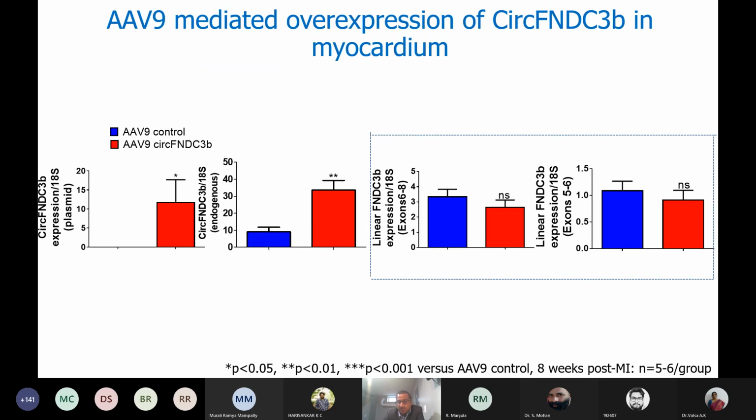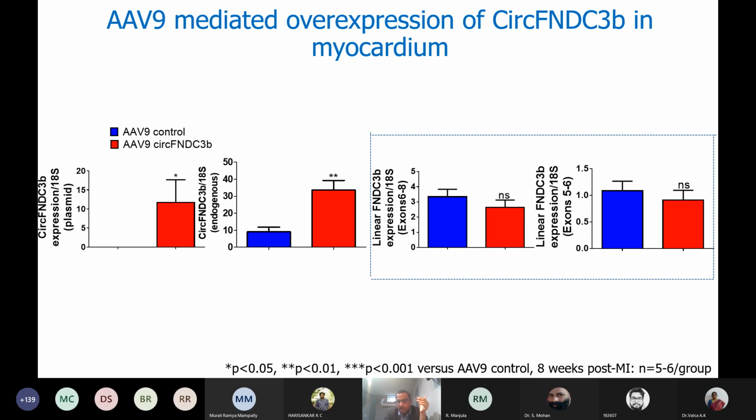So we first wanted to confirm that we are able to see the circular RNA overexpression 8 weeks post-MI. The first and second bar graphs show that we are still able to see the circular RNA expression. Imagine we injected on day zero and we are collecting the hearts at 8 weeks. So we are still able to see the overexpression at 8 weeks post-MI. That means with a single injection of this virus with this circular RNA to rescue or overexpress it, we still see the expression.